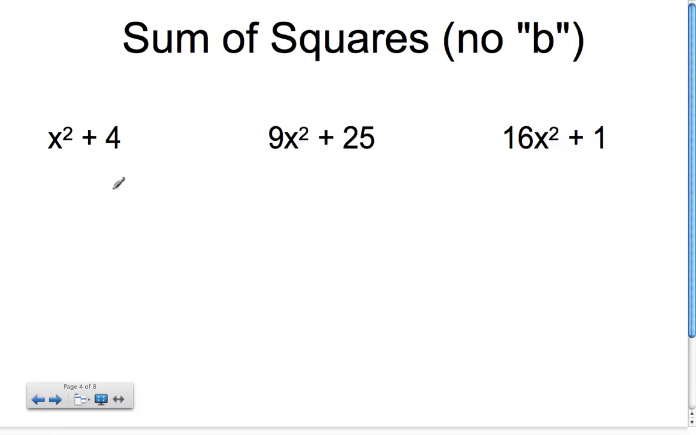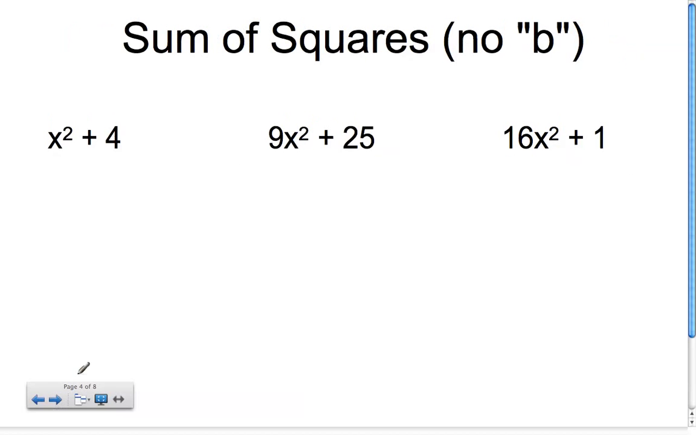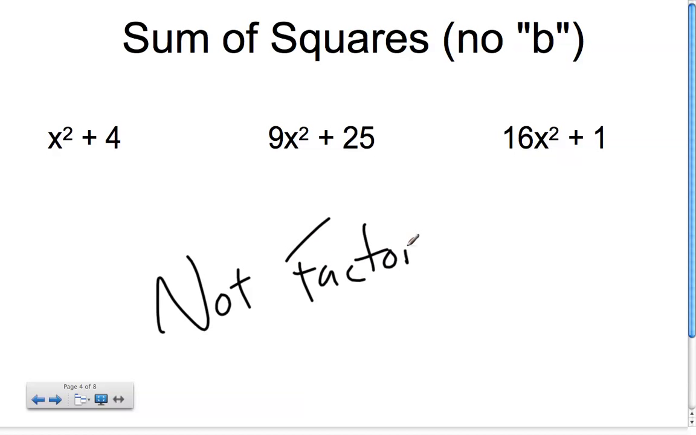Quick note on sum of squares. What happens if they're perfect squares, but it's not a subtraction problem? It's an addition problem, like here, and here, and here. In fact, this one is very similar to this one. It's just an addition sign instead of a subtraction sign. Well, all of these are not factorable. So, in order for you to factor at all, let alone using the shortcut way we know, if you're missing a b term, it has to be a subtraction problem. Okay? If it's an addition problem, not factorable. If you try to factor this using the old-fashioned way, you would find out that there's nothing you can do to factor this. Okay?